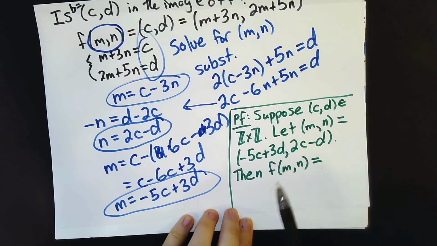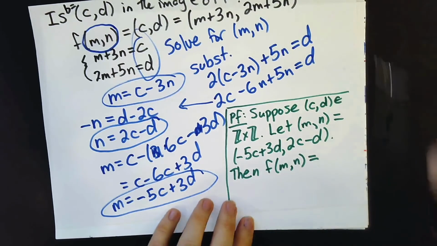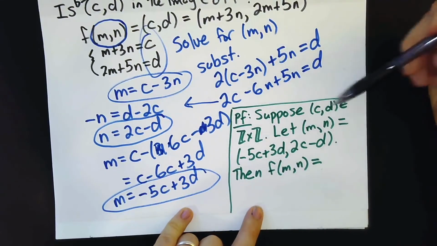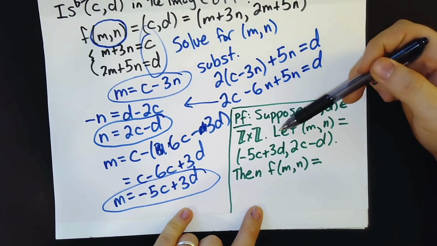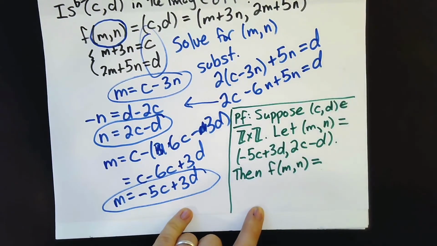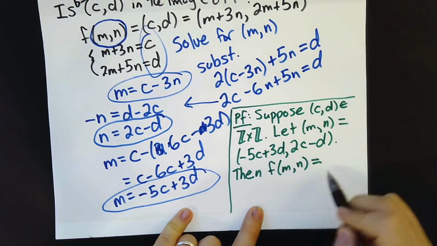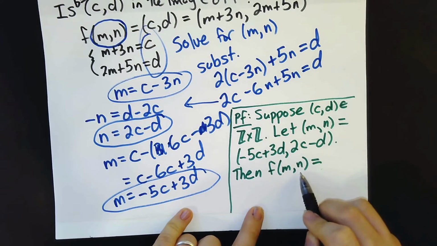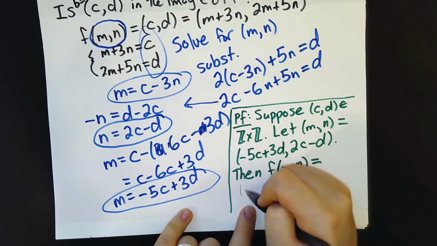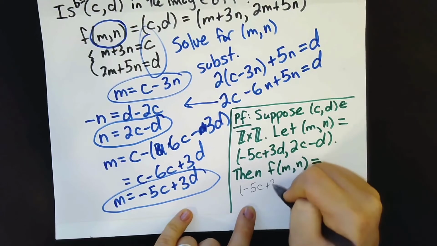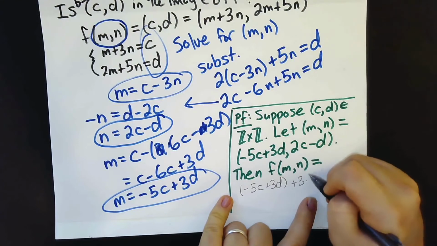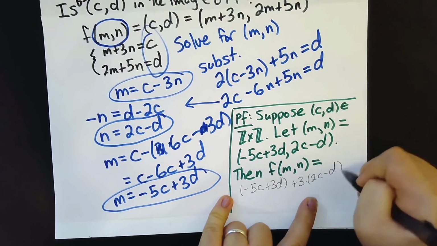Now, all of this ultimately leads to a very short proof. So here's how our proof goes. We're just going to suppose, again, we have an element of the codomain. Then we're going to describe this specific element of the domain. And then we're going to calculate f of that specific element. And so what is f of this specific element going to be? It's going to be m plus 3n. So that is minus 5c plus 3d plus 3 times n, so plus 3 times 2c minus d.